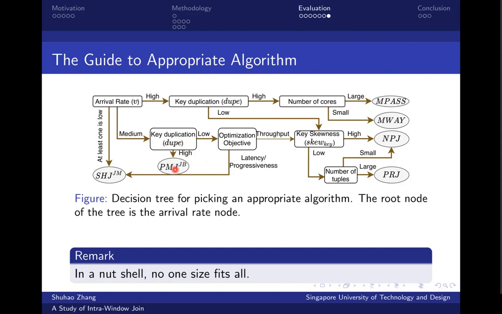While symmetric hash join with join matrix partition scheme achieves much lower latency and better progressiveness for handling low key duplication workloads. However, if throughput is still the key concern, we still recommend lazy algorithms when arrival rates are medium and key duplication is low. Finally, we recommend symmetric hash join with join matrix partition scheme whenever one input stream has low arrival rates, as it is able to eagerly utilize hardware resources.